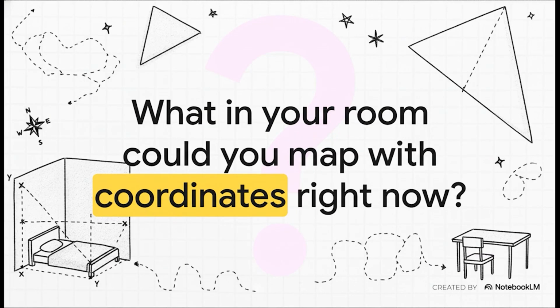And that's a wrap, but here's a little challenge for you. Look around your room. If you pretend one corner of your room is the origin, what would be the coordinates of your bed or your study table? See, this secret map is hiding all around you.